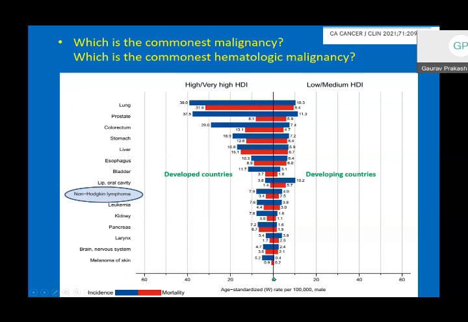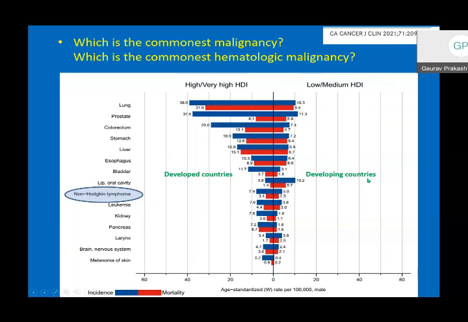So this is the latest Globocon data published this year only, and you can see this slide can be very useful for all of you for a general understanding, for those interested in oncology. It is very, very important, otherwise also as medical personnel.